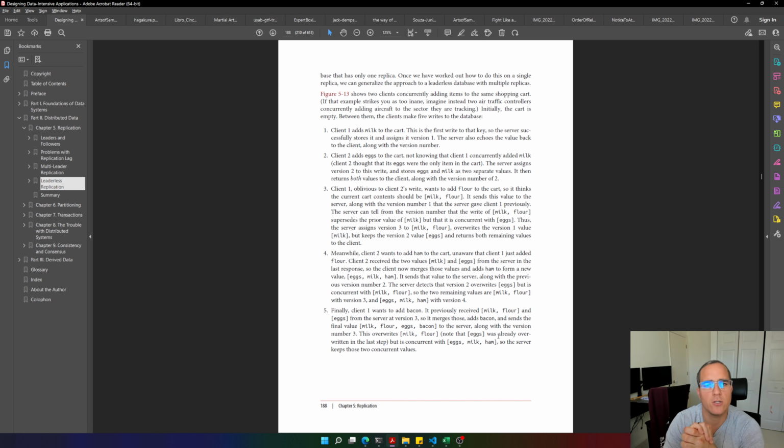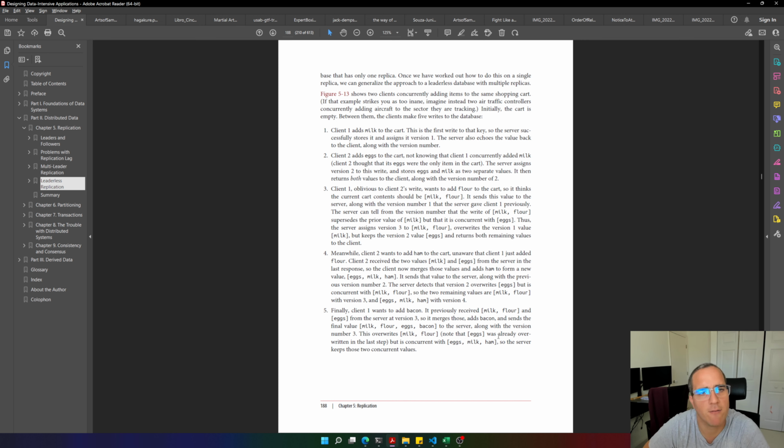Figure 5-13 shows two clients concurrently adding items to the same shopping cart. If that example strikes you as too inane, imagine instead two air traffic controllers concurrently adding aircraft to the sector they are tracking. Initially, the cart is empty.